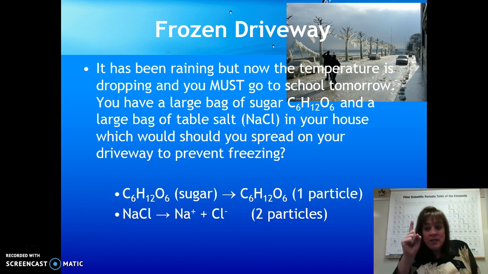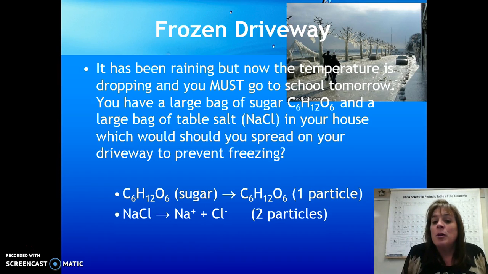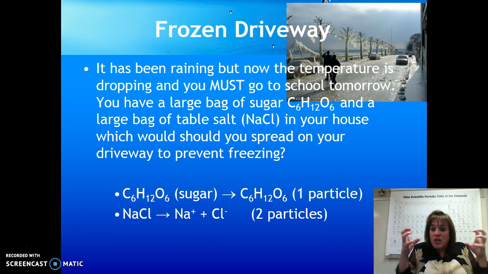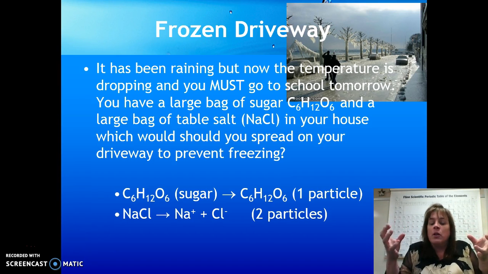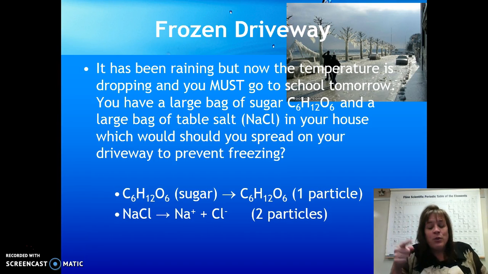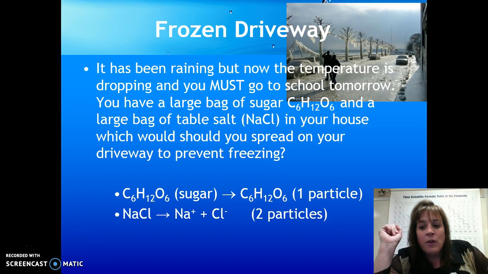We put sugar, it only breaks into one particle. But if we put sodium chloride, it's ionic, so it actually comes apart into pieces, and we get sodium and chlorine, 2 particles. So if I really got to get to school and I only have those 2 choices, I'm going to put the sodium chloride down.